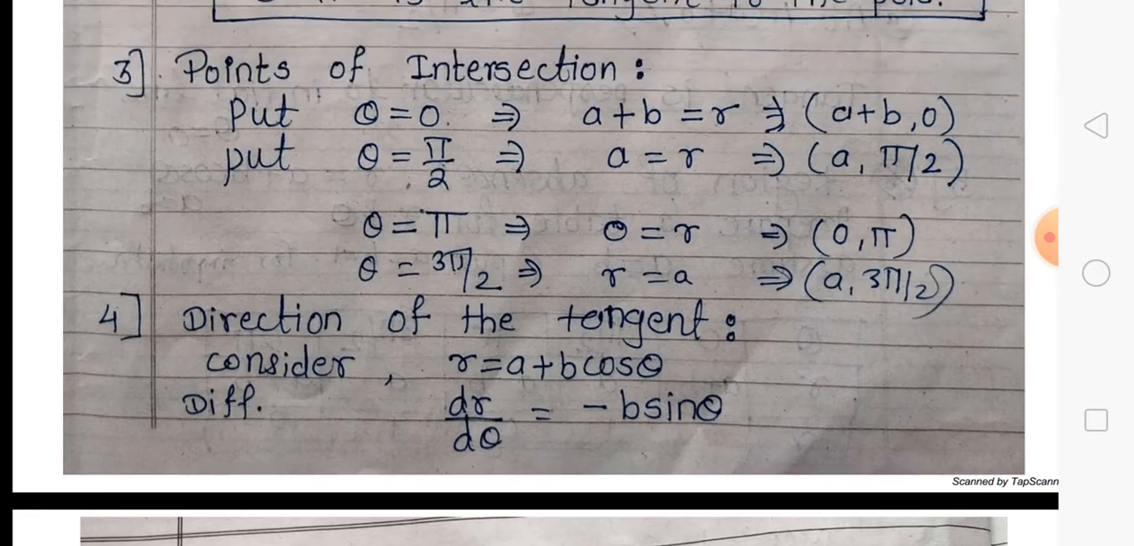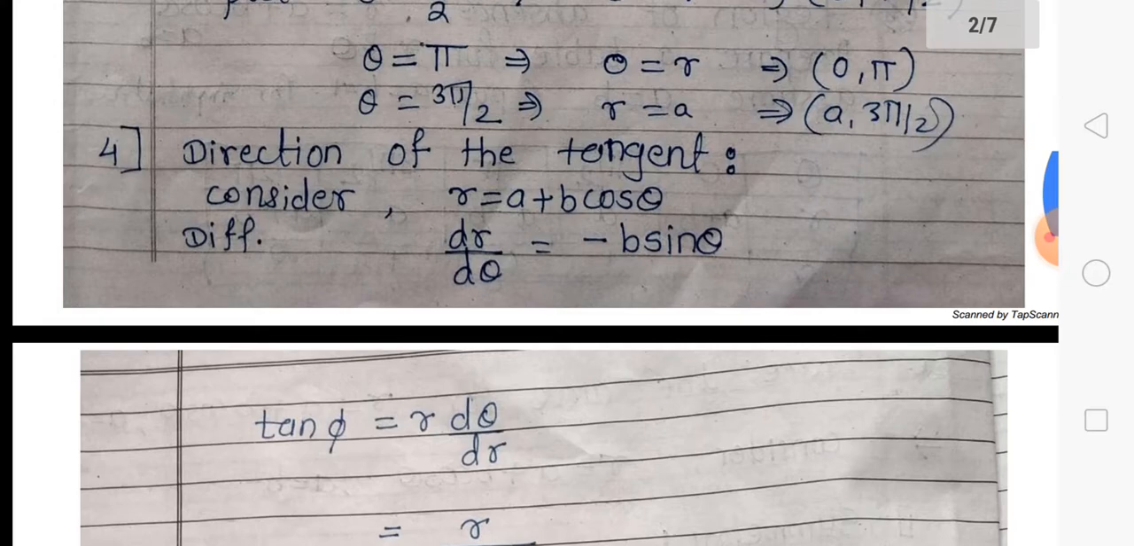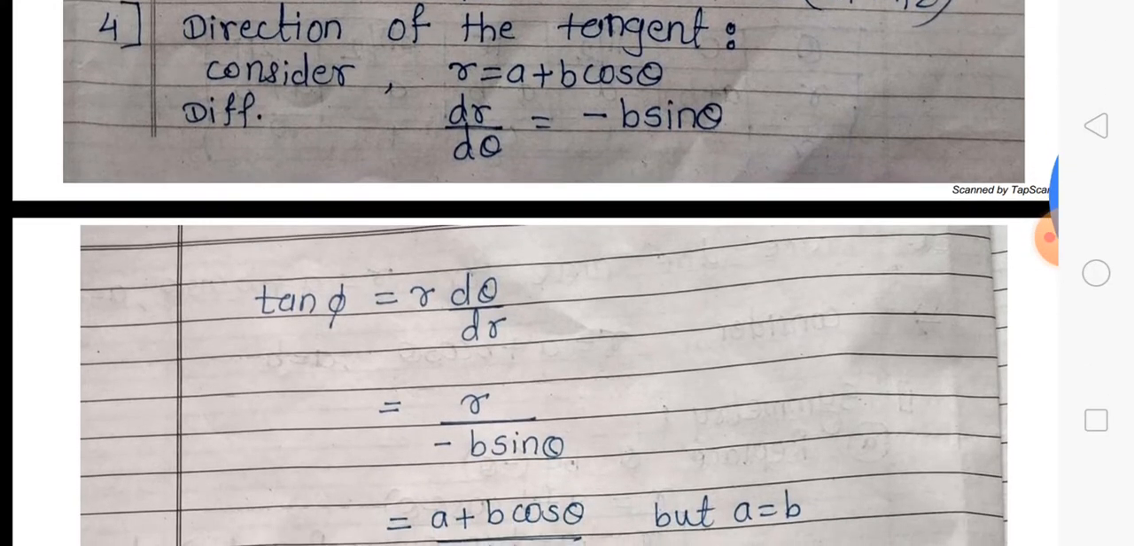If we put theta equal to pi, then we got r is equal to 0. Therefore, 0, pi is the point of intersection. If we put theta equal to 3 pi by 2, then we got r equal to a. Therefore, a, 3 pi by 2 is the point of intersection. Next, we find the direction of the tangent. That is, we find here the angle phi.